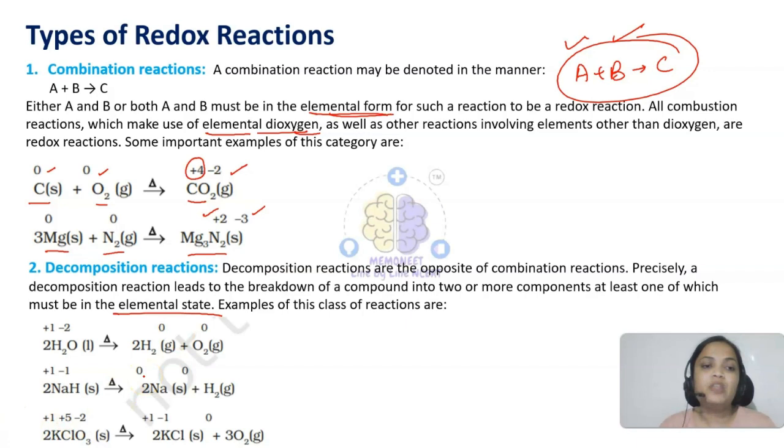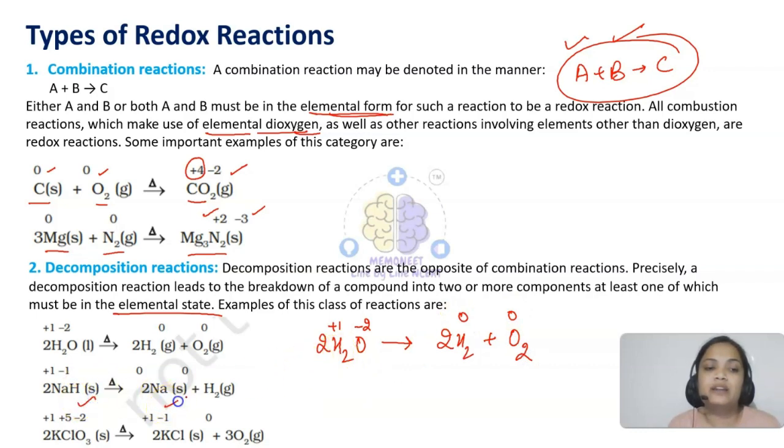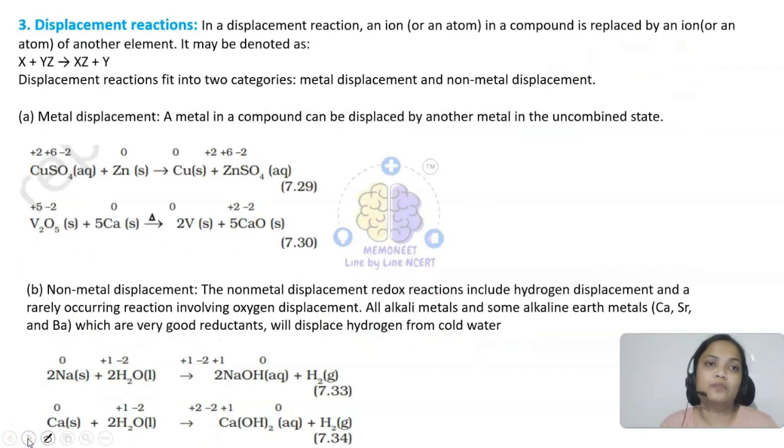For example, the decomposition of water. For water, it's given +1 as the oxidation number for hydrogen and -2 for oxygen. When it changes to hydrogen and oxygen gas, it is changing to 0. Same goes with sodium hydride. Then we have potassium chlorate, KClO3. Here also it is changing to KCl and oxygen. So see, one of the products, which is oxygen, is in the elemental state. So that is another example of decomposition reaction.